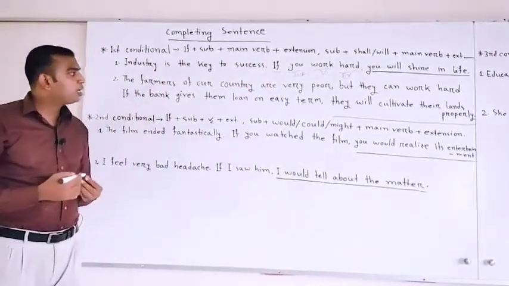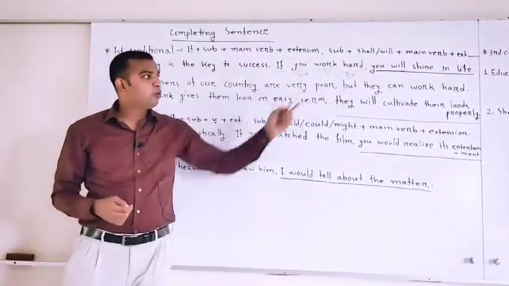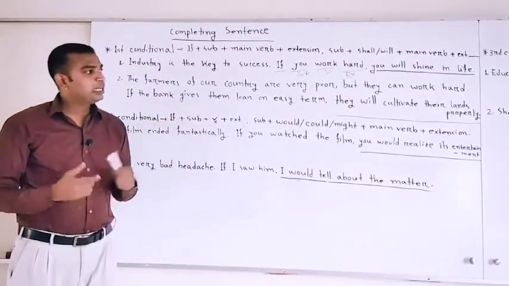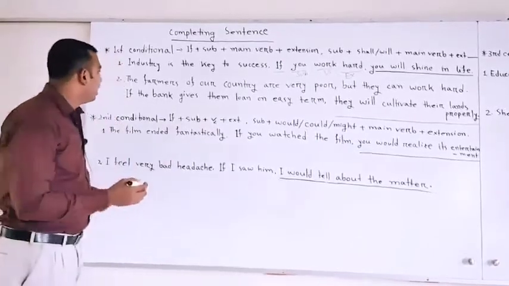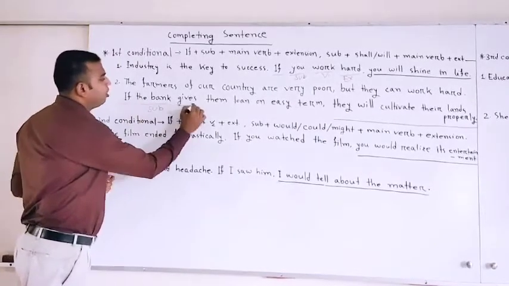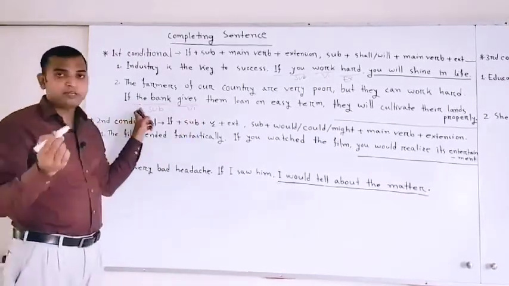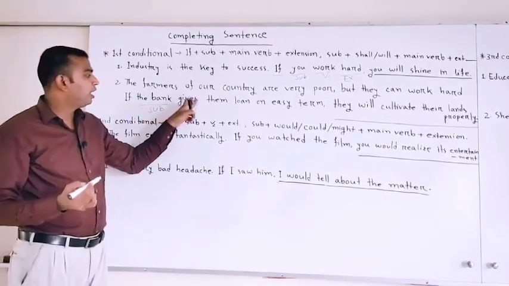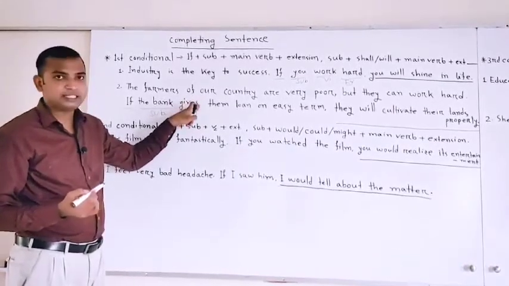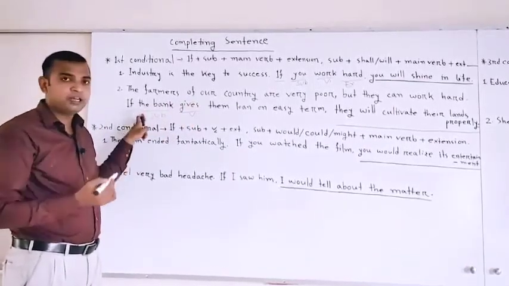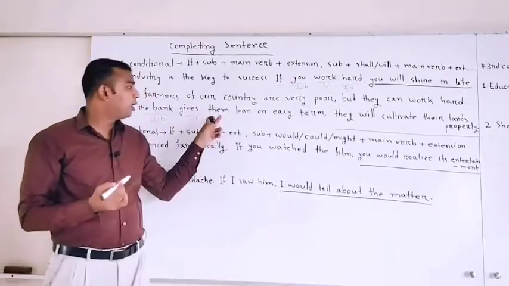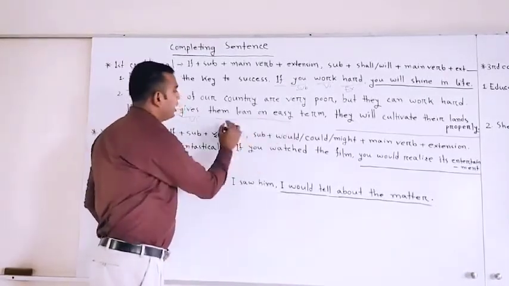The farmers of our country are very poor, but they can work hard. If the banks give them loan on easy terms, they will cultivate their lands properly. Look here, here is the subject. Then the verb is verb 1, and as the subject is third person singular, at the end of the verb we have to add s or es. And here the extension.